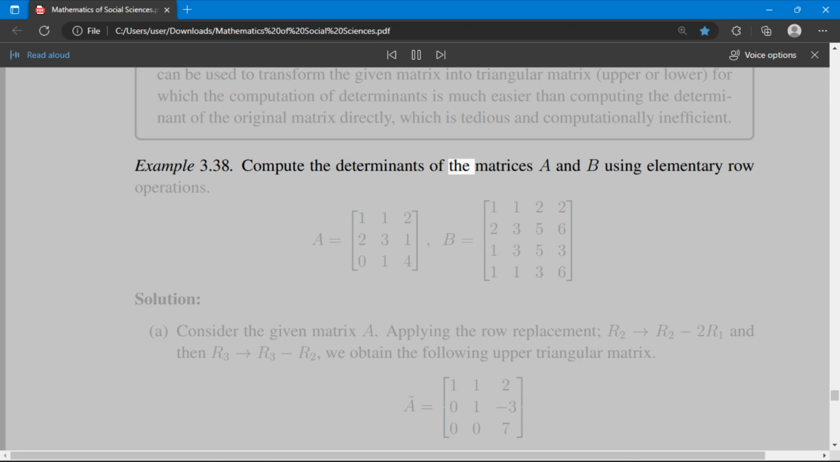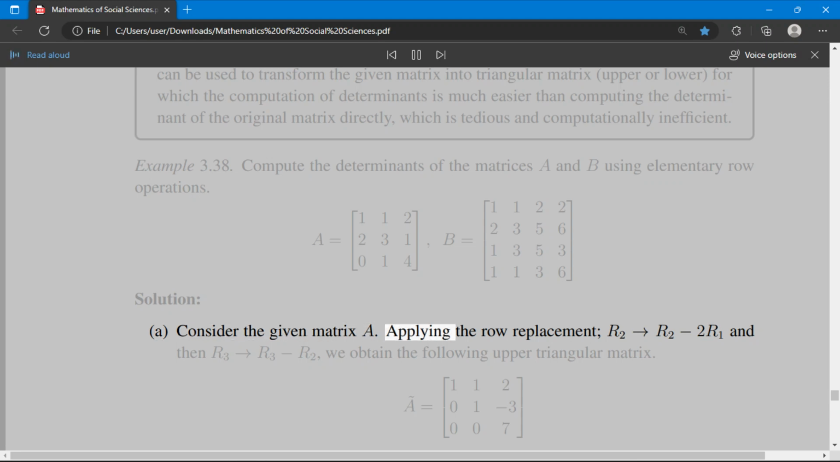Example 3.38. Compute the determinants of the matrices A and B using elementary row operations. A equals 1 1 2, 2 3 1, 0 1 4. B equals 1 1 2 2, 2 3 5 6, 1 3 5 3, 1 1 3 6.